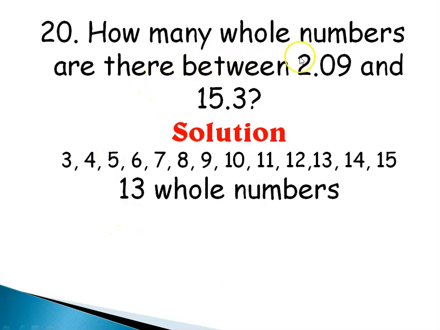Question 30. How many whole numbers are there between 2.09 and 15.3? You know your whole numbers are numbers without decimals. So after 2.09, the next whole number is 3. So I'm going to count 3, 4, 5, 6, 7, 8, 9, 10, 11, 12, 13, 14, 15. Remember, between 2.09 and 15.3, so the last whole number is 15. So let's count how many whole numbers we have here: 1, 2, 3, 4, 5, 6, 7, 8, 9, 10, 11, 12, 13. I have 13 whole numbers between 2.09 and 15.3. Is that okay? Very good.